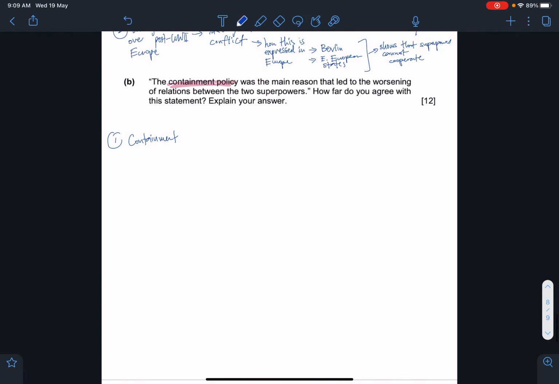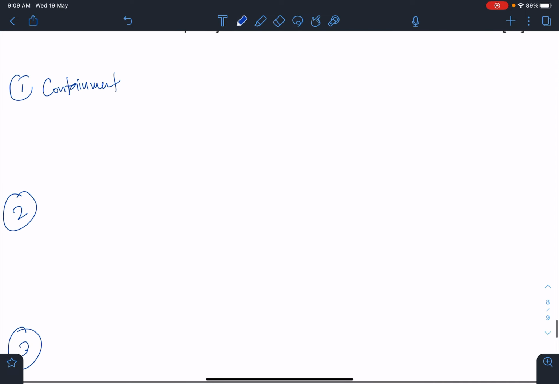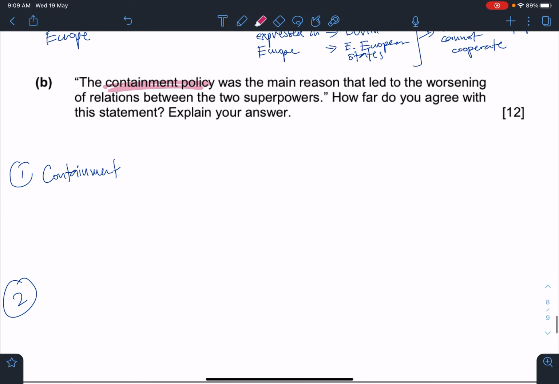And then I need 2 more points, right? Now, the keyword here, ladies and gentlemen, is the worsening of tensions. A lot of people talk about tensions, but you don't talk about worsening. So you must talk about worsening. Okay?